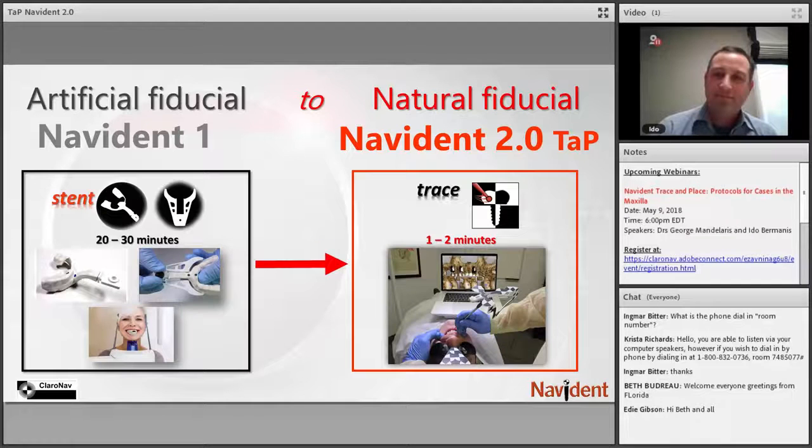So what has changed? If previously we had to prepare a special stent and to have an artificial fiducial attached to it for the CBCT scan, we now don't need that anymore. In Navident 2, instead of the traditional artificial fiducial, we can use already existing structures that are rigidly affixed to the patient's jaw as our natural fiducial for the registration of the CBCT scan to the patient. That means there is no need for a special stent, and also we don't need anymore to take a special CBCT scan. The diagnostic CBCT scan can be used for the planning and navigation.